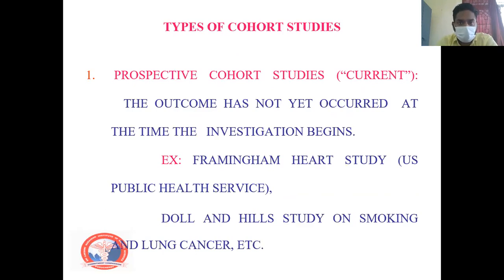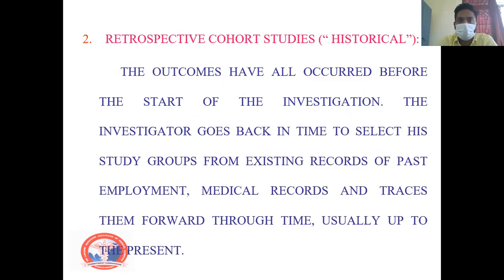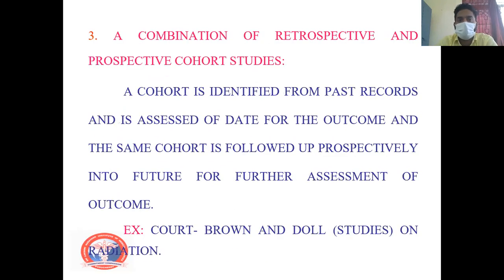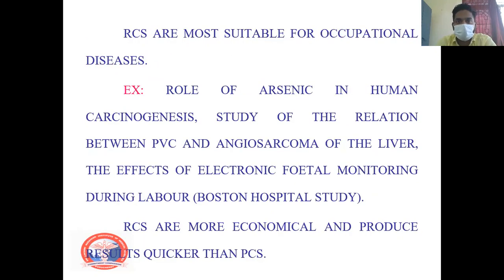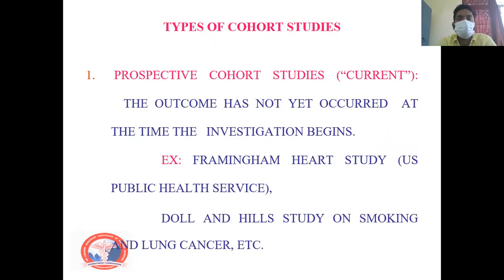Okay. So now comes the types of cohort study. Prospective cohort study. Next one is retrospective cohort study, and the last one is a combination of retrospective and prospective cohort study. Prospective cohort study is a current cohort study. The outcome has not yet occurred at the time the investigation begins. Examples: Framingham heart disease study, US Public Health Services, Doll and Hill study on smoking and lung cancer, etc.